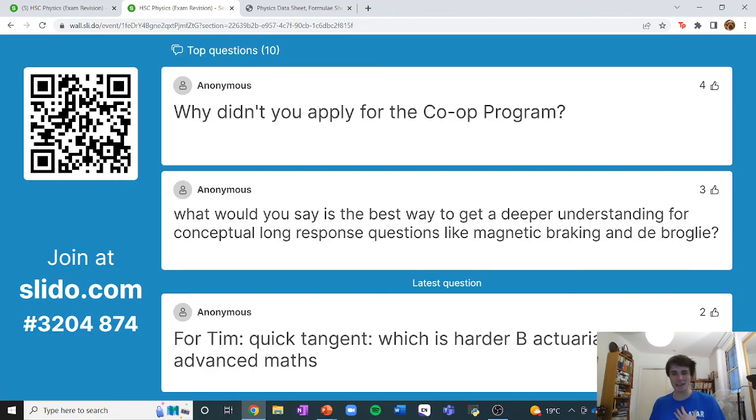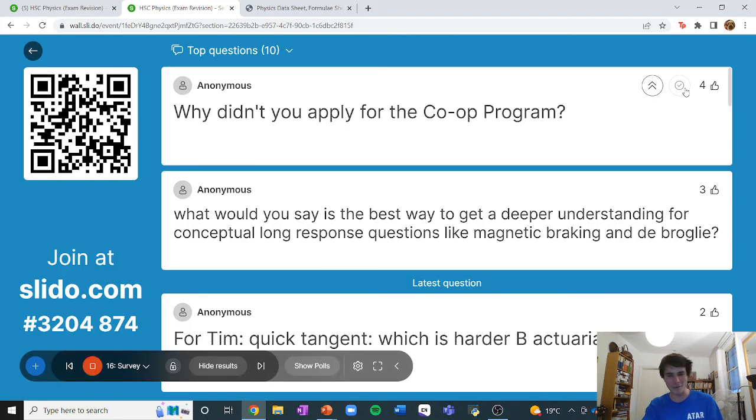As to why I didn't apply for it, I reached the point at the end of the HSC where I wasn't super confident in what I wanted to do, and I didn't feel comfortable going into that much of a restriction at that early of a point. So I would say that's why I didn't apply for it. There are other reasons, but they're a bit more personal.